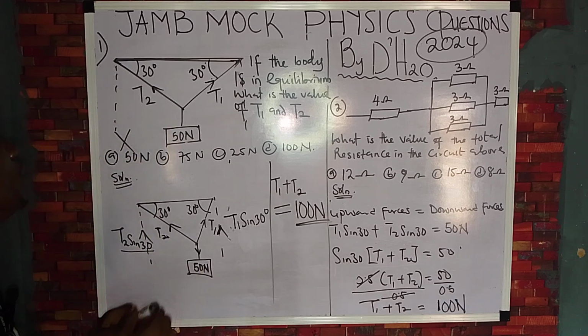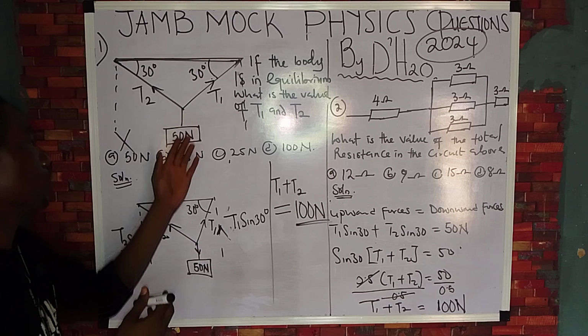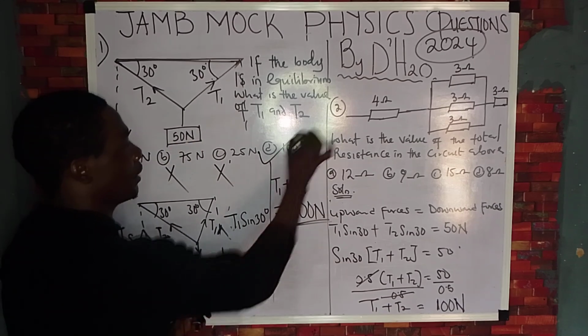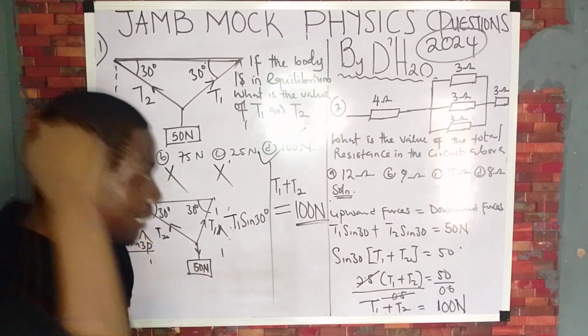Be careful. If you are not intelligent or wise, you think that the answer is 50. No. Option B is not the answer. C is not the answer. The answer is what? D.